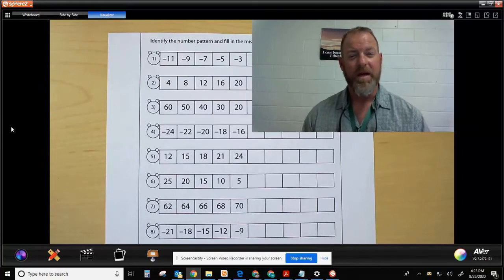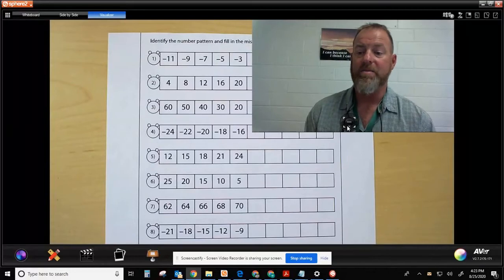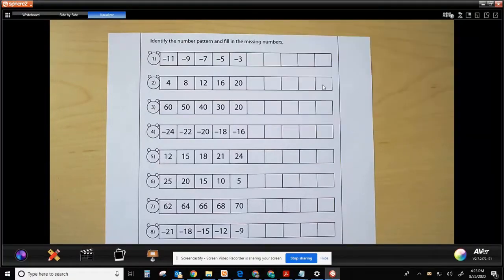You thought for a minute. You provided me with some input and you told me how you think. So let's try some instruction on this. We're talking about arithmetic sequences. Identify the number pattern and fill in the missing numbers. Tomorrow, Wednesday, you'll have a very similar assignment. You'll think, wait a minute, I already did this. You did. I'm going to give you some of these problems.